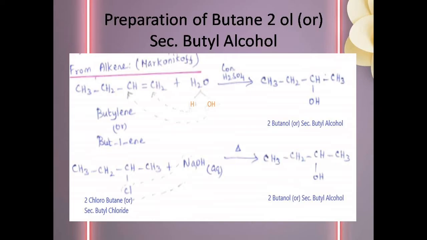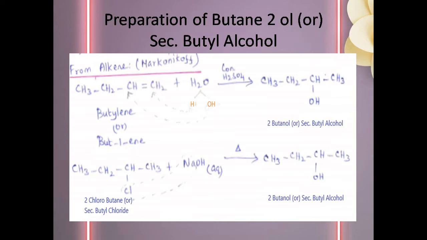Now we are going to add water in the presence of concentrated sulfuric acid. Split the water, HOH, H goes to CH2, OH goes to CH. So we get 2-butanol. Why is it called 2-butanol? Because in the second carbon we have the OH group, and its common name category is secondary butyl alcohol.